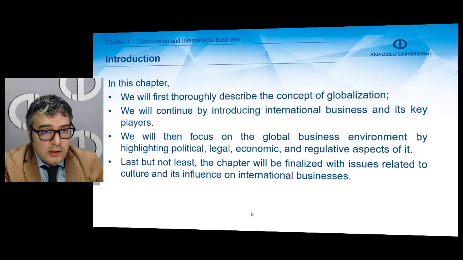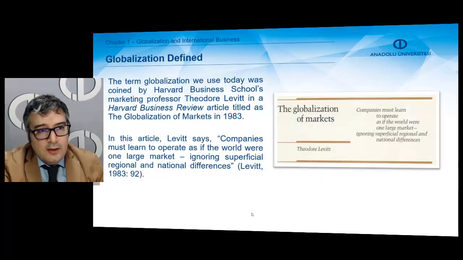In this chapter, we'll first look at globalization, and then we're going to look at international business and its key players, and we'll then focus on the global business environment by highlighting its political, legal, economic, and regulative aspects. And last but not the least, the chapter will be finalized with the culture's influences on international business.